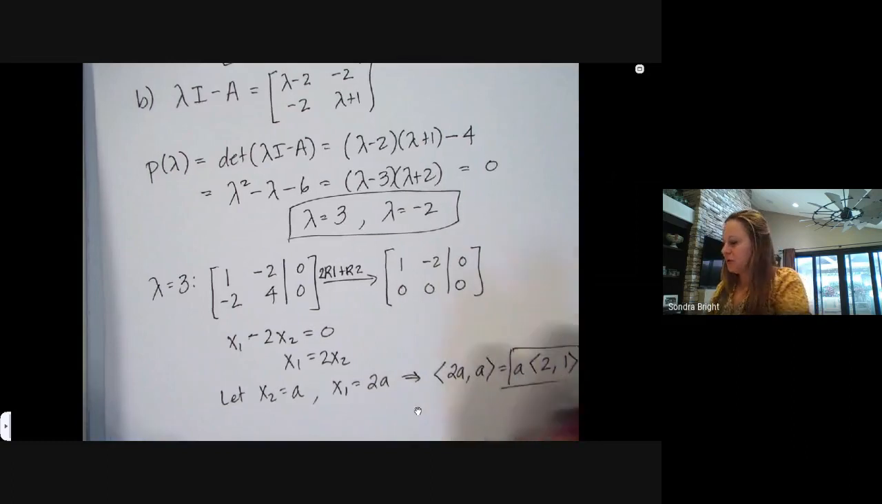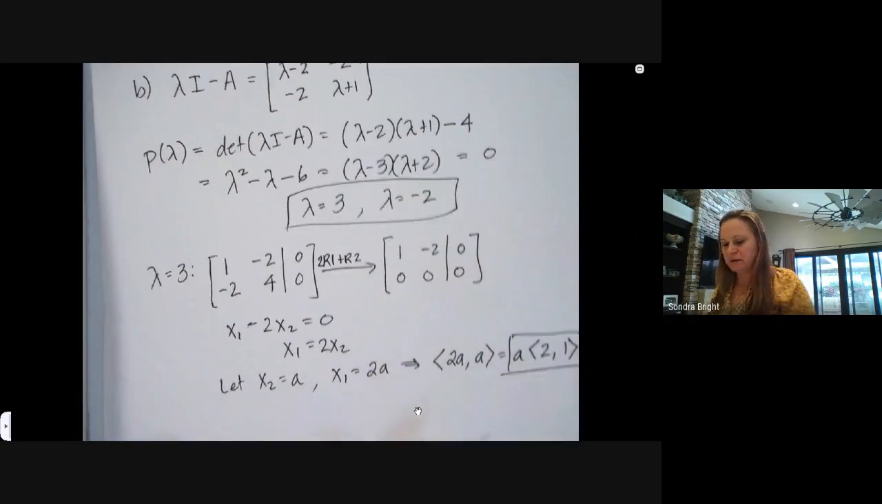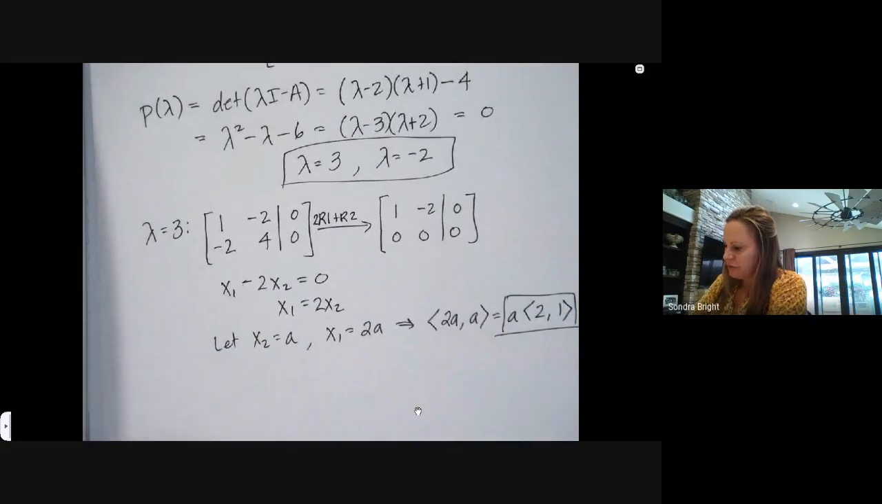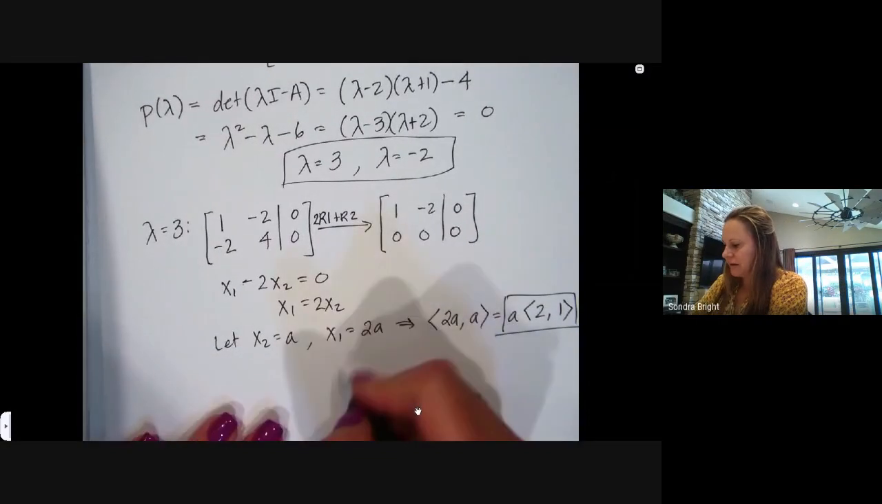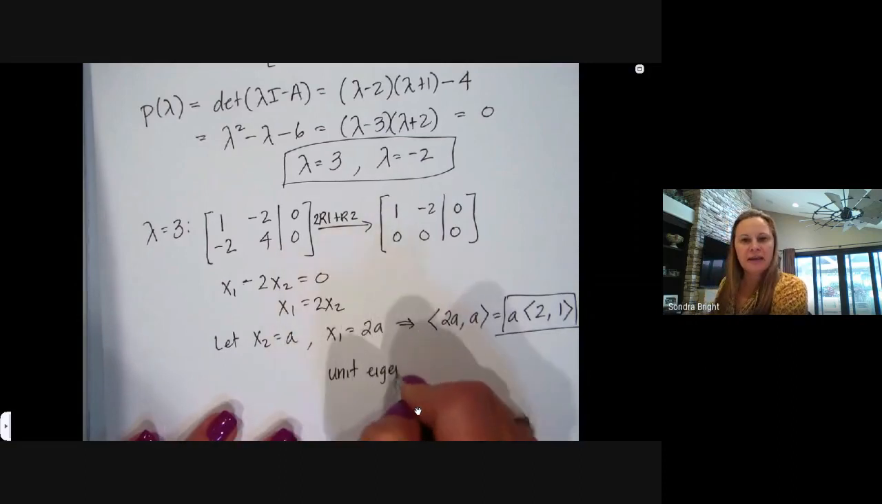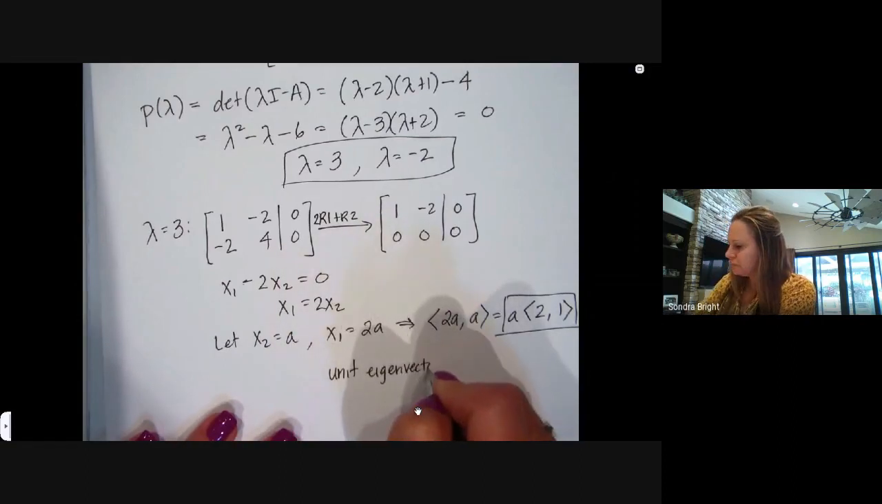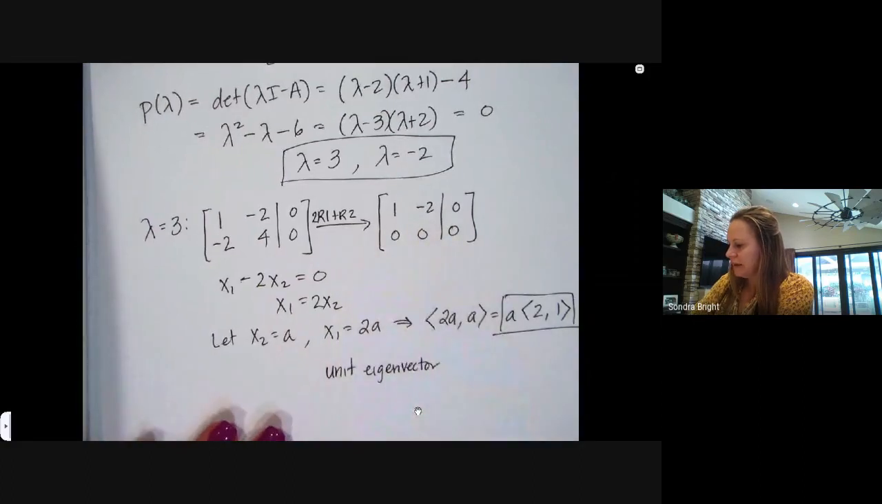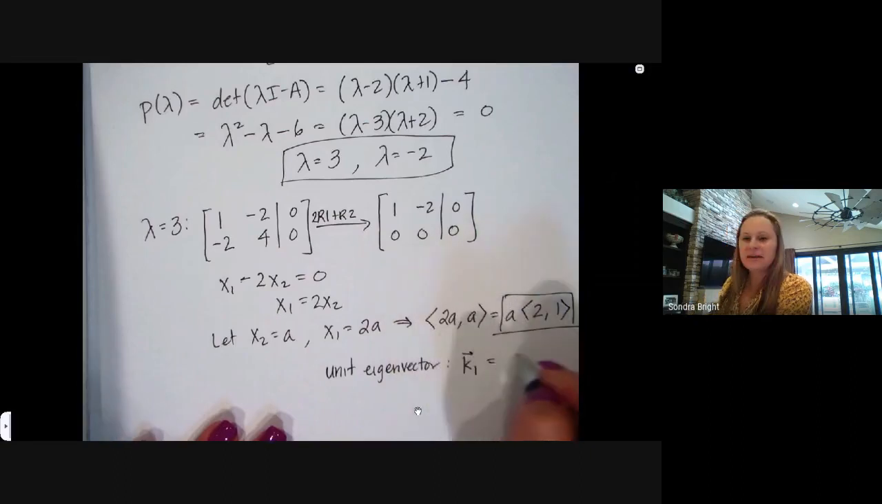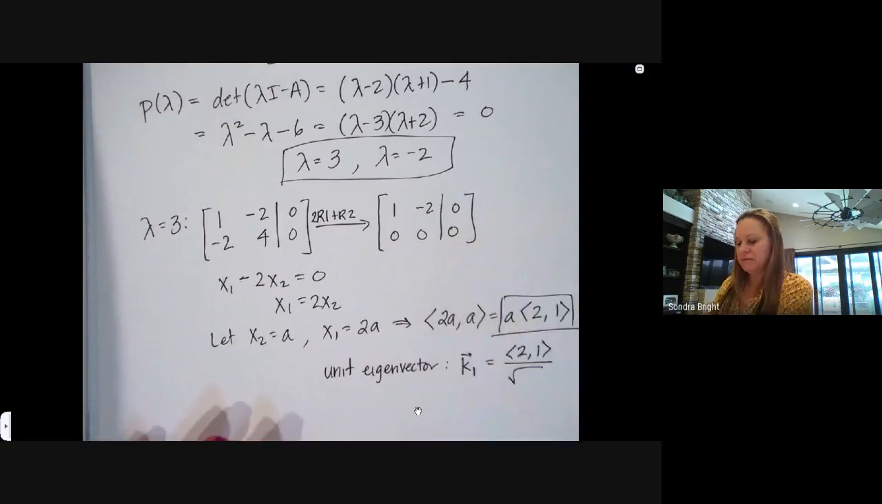Now, they're going to want us to have not only orthogonal, but orthonormal. So let's find the unit eigenvector. Remember, you find it by dividing by its magnitude. I'm going to call it K1. It's equal to 2, 1 divided by the magnitude, where 2 squared plus 1 squared would give you 5, so the square root of 5.